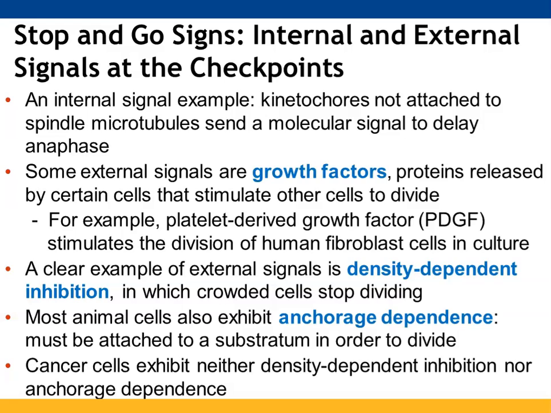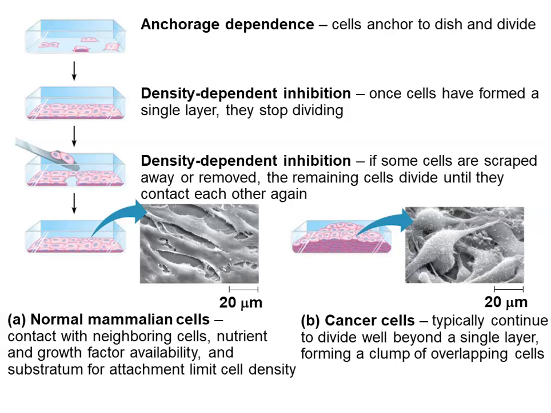And then another factor that can play a role specifically with animal cells is anchorage dependence. The cells need to be attached to something, some sort of substratum, to be able to undergo that division. Cancer cells don't have to meet either of those requirements. They will keep dividing no matter how crowded they are, and they will divide whether or not they are attached to a substratum. And so in these next pictures, you're going to see an example of that.